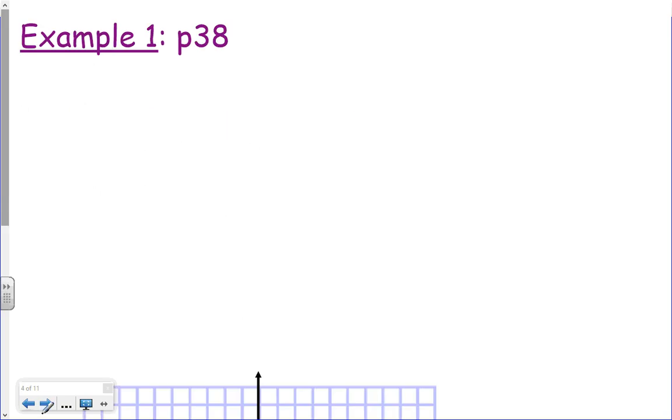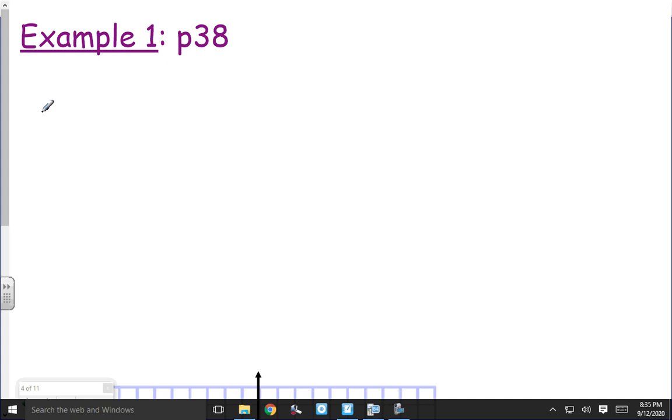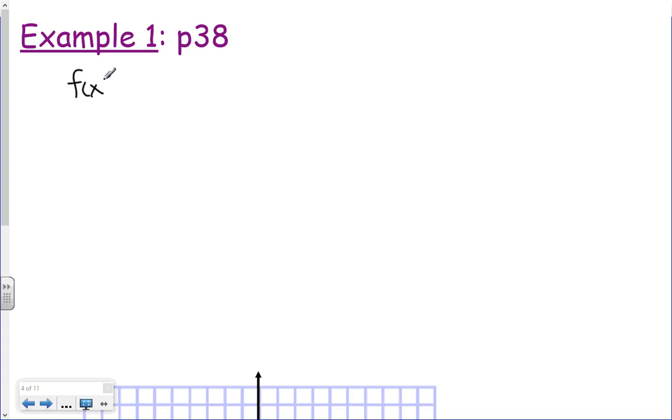All right, so let's take a look at a couple of examples here. Start with example 1 on page 38. For this example here, they've given us a function, f of x is equal to 0.5 x squared plus 2. So they've given us a quadratic function here, it looks like. Let's go ahead and write that down. f of x is equal to 0.5 x squared plus 2.